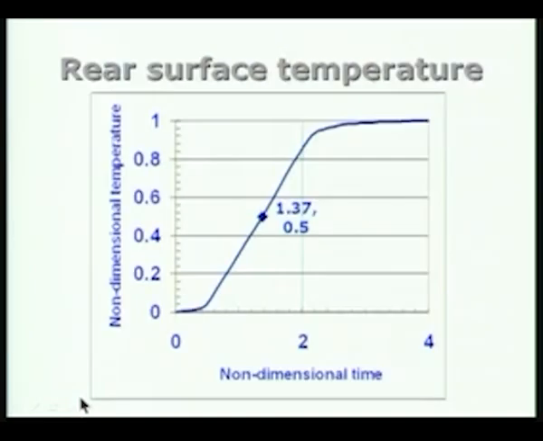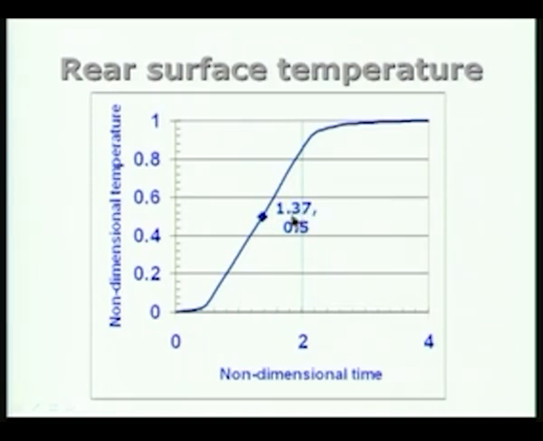So if I make a plot of the non-dimensional temperature ratio as a function of the non-dimensional time, or the Fourier number, you get a unique curve which has the property that at a value of non-dimensional time equal to 1.37, the value of the non-dimensional temperature ratio is exactly half. So 1.37 equals pi squared alpha t by L squared.